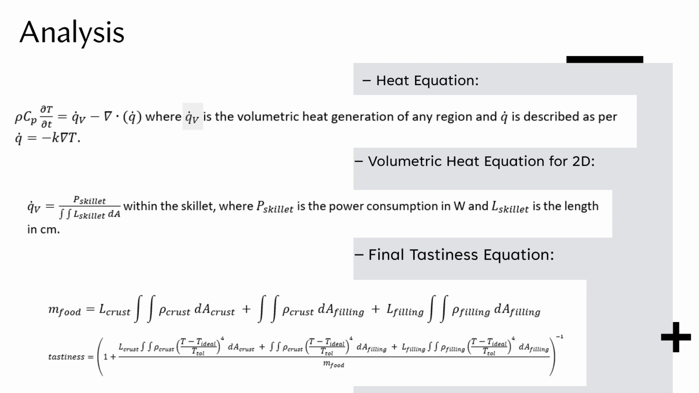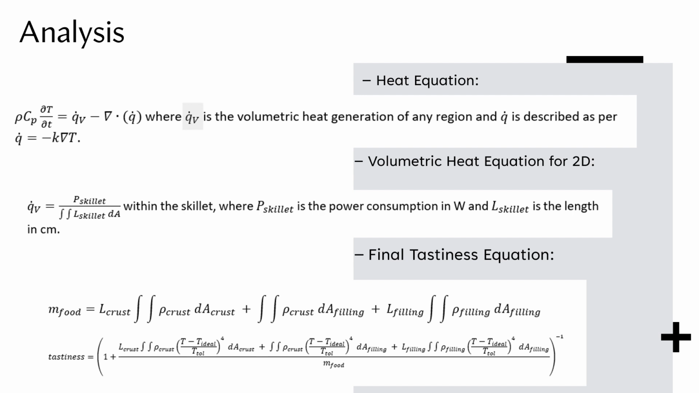The goal of the simulation is to find the optimal power setting for a microwave and skillet to cook a pizza loaf and achieve the highest possible tastiness score. The heat transfer in the loaf is modeled using the equation and is simplified to a 2D problem due to the symmetry of the loaf. Variables are given in centimeters and grams per cubic centimeter, so SI units are not used in the simulation. The pizza loaf can be described by the heat equation, which involves calculations of volumetric heat generation and heat flow using integrals.